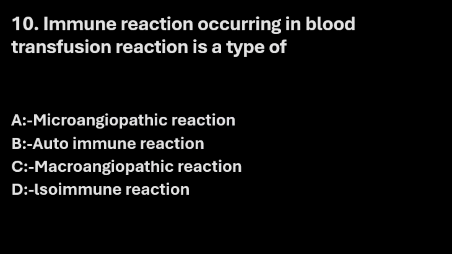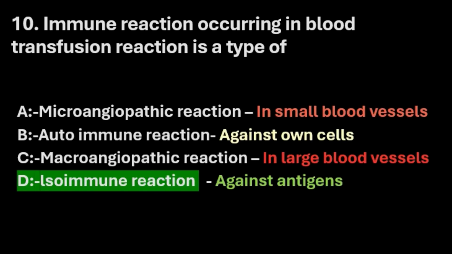Next question, immune reaction occurring in blood transfusion reaction is a type of option A, microangiopathic reaction, option B, autoimmune reaction, option C, macroangiopathic reaction, and option D, isoimmune reaction. The right answer here is option D, isoimmune reaction, which is against the antigens. Blood is an antigen, and the kind of reaction which happens against an antigen is isoimmune reaction.